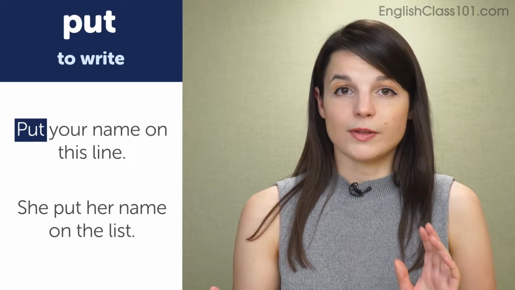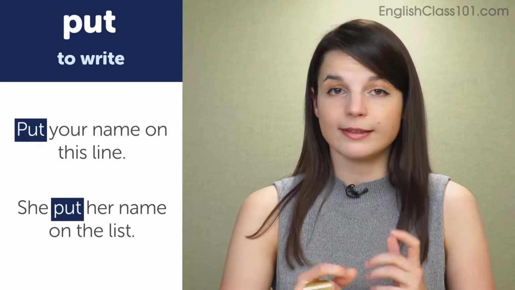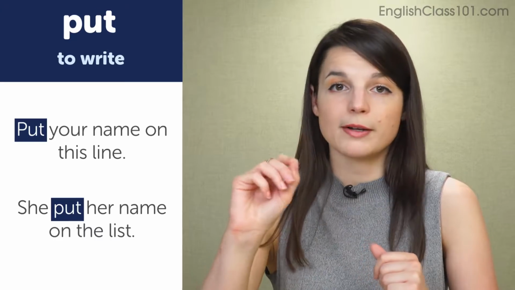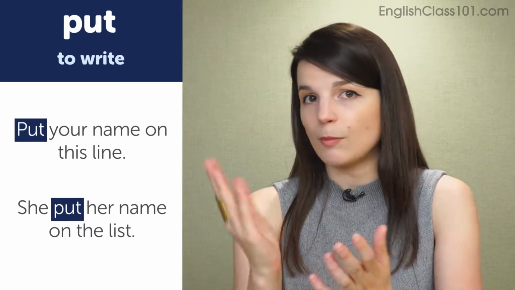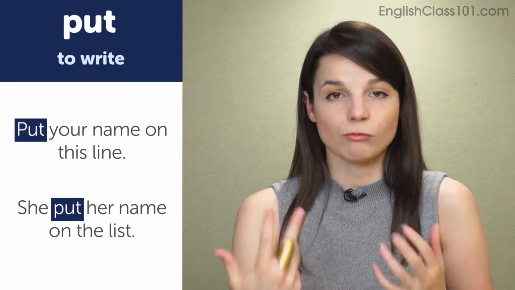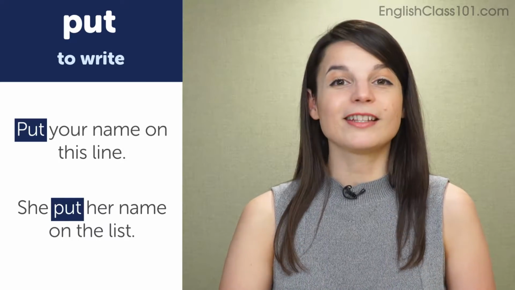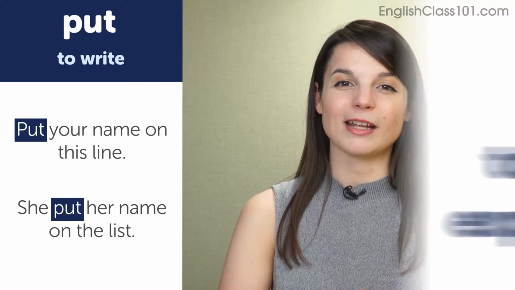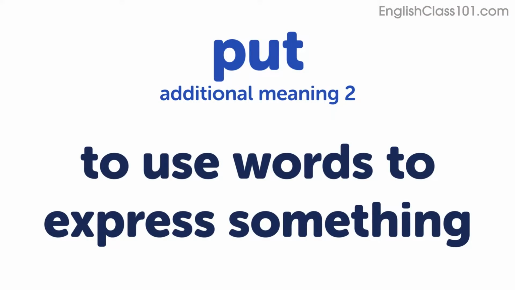In the second example sentence, she put her name on the list. It means the same thing. She wrote her name on a list or she added her name to a list in some way. It means writing information. Okay, let's go on to the second additional meaning. The second additional meaning is to use words to express something.